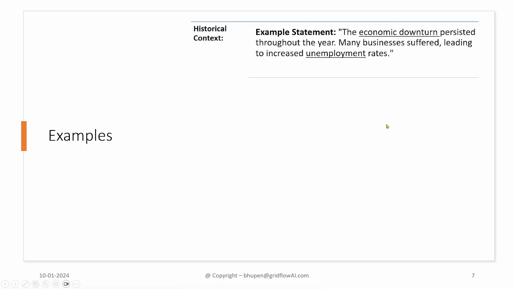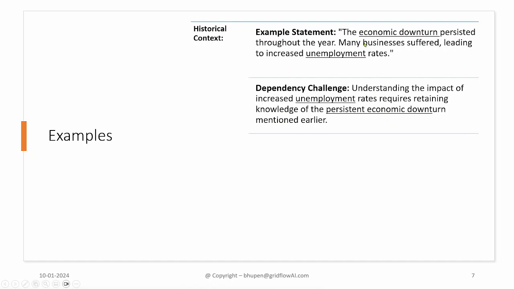So let's take a look at some examples of long-term dependencies. For example, let's say the input paragraph is: the economic downturn persisted throughout the year, and many businesses suffered, leading to increased unemployment rates. If you notice here, the unemployment has significant dependencies on the economic downturn. But this economic downturn appears in the previous sentence. So this is a longer-range dependency, which can be problematic with standard RNNs.